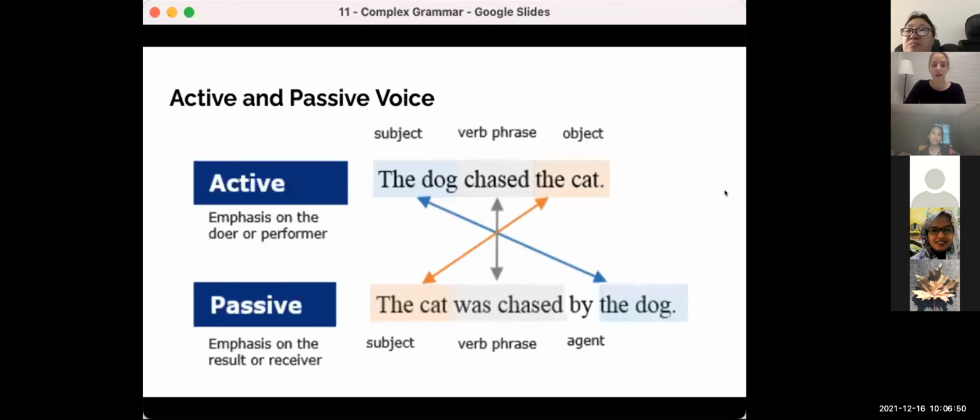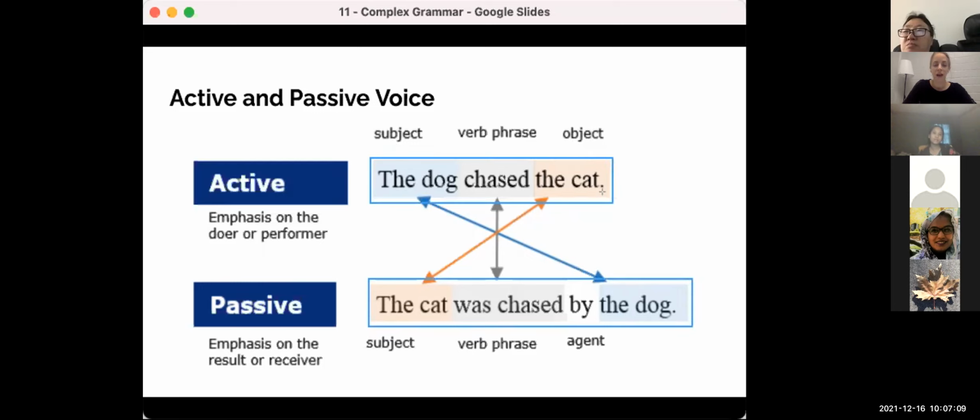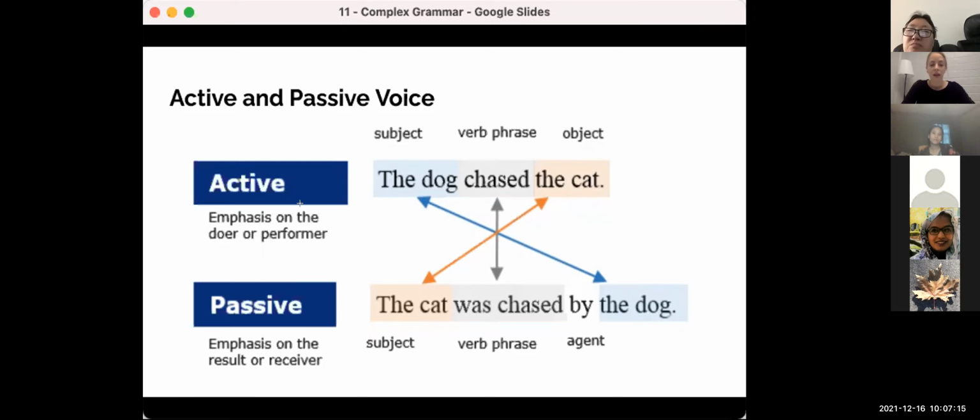So here is the same sentence written 2 different ways. One is active: the dog chased the cat. And the next one is passive: the cat was chased by the dog. An active sentence puts the focus on the doer or the performer or the subject of the verb, the dog. We put the doer or performer of the verb first in the sentence.